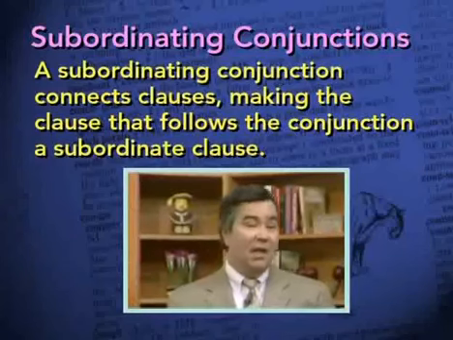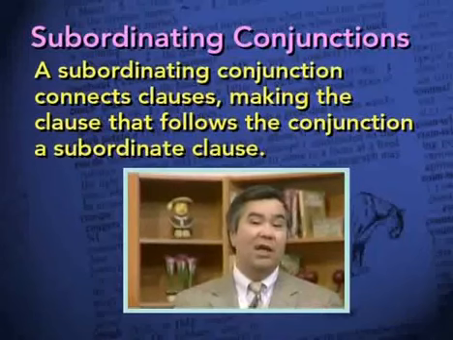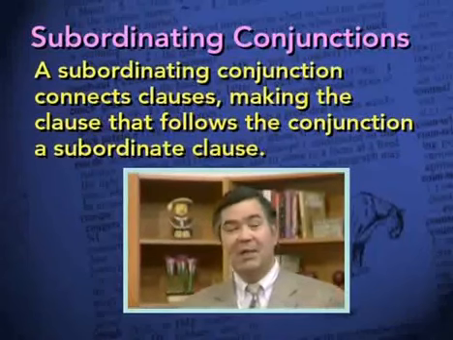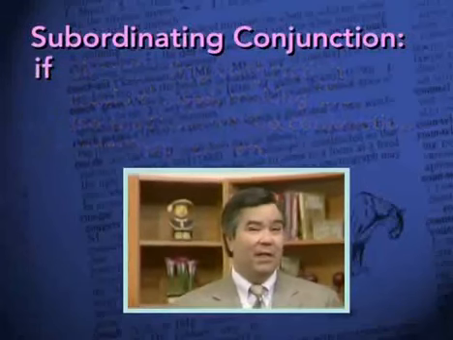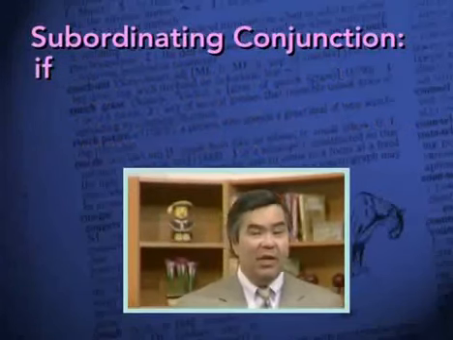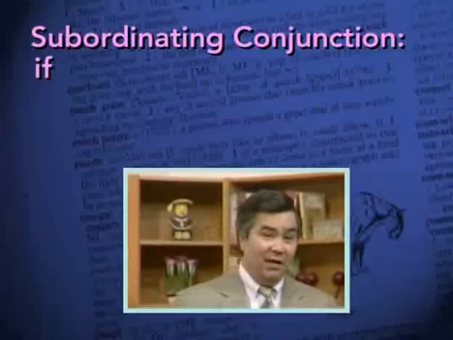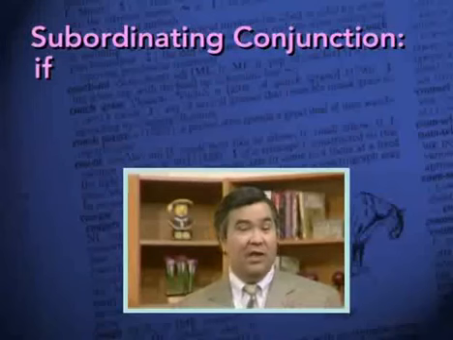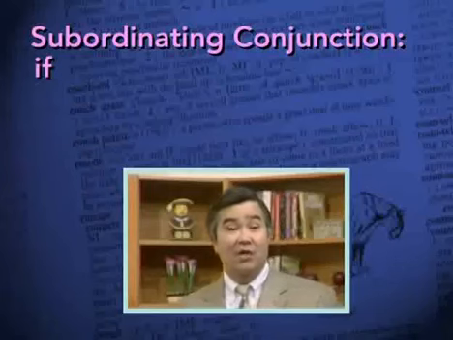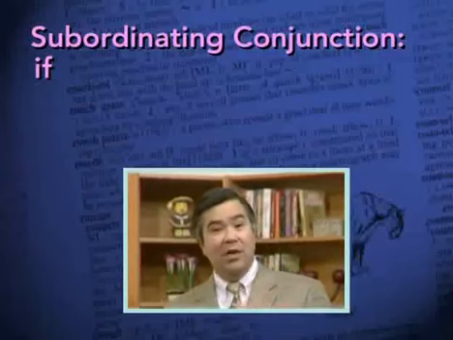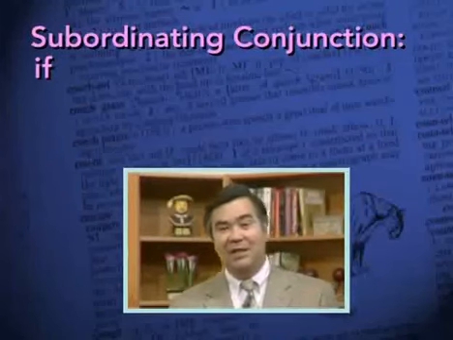Subordinating conjunctions make the clause that follows into a subordinate clause, meaning one that can't stand alone as a sentence. For example, take a subordinating conjunction such as if. If the subordinating conjunction if is put in front of a clause, a group of words including a subject and a verb, that clause can no longer stand alone as a sentence. It becomes a subordinate clause, one that needs to be connected to another clause to make a complete sentence.